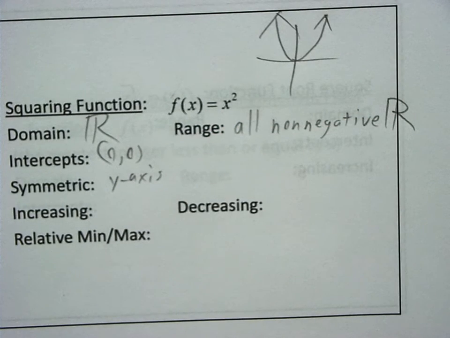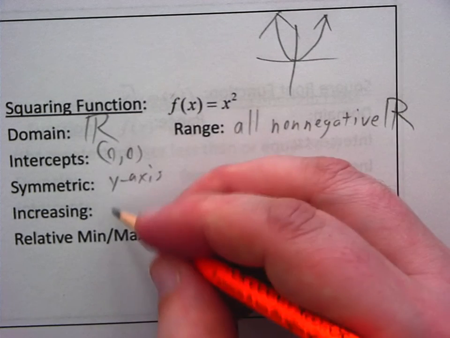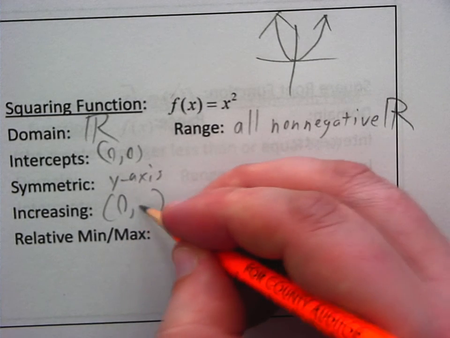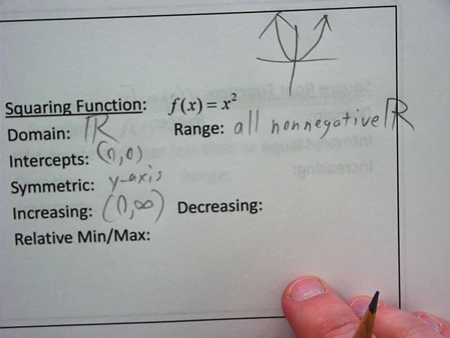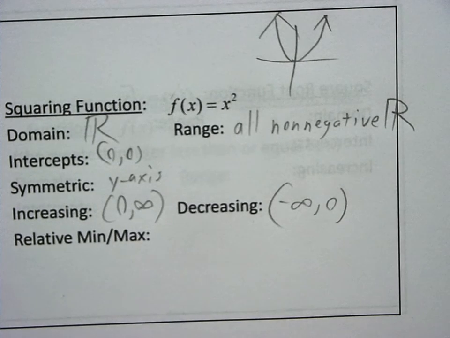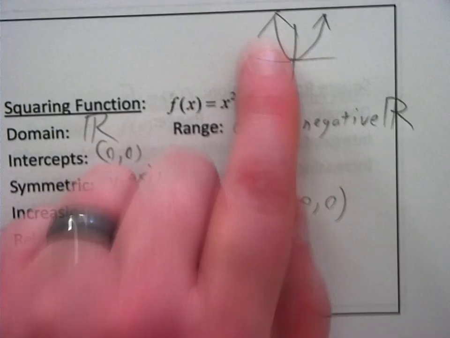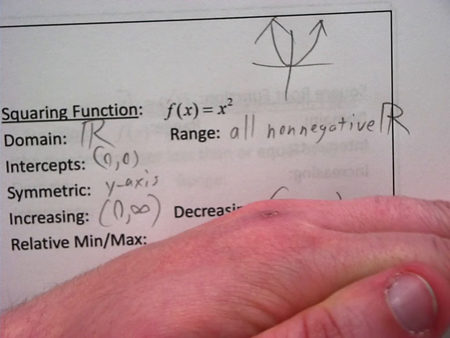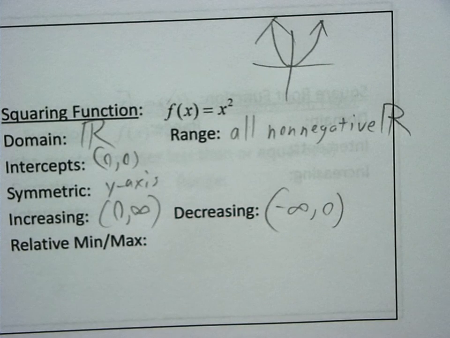When is this graph increasing? Yeah, when x is greater than 0, or if I'm using interval notation, what would it look like? 0 to infinity. Decreasing? Negative infinity to 0. So remember, you're going from left to right. Even though this arrow is pointed up, as you come in from the left, you're going downhill till you get to that origin. Then you're going uphill after that. Always from left to right.